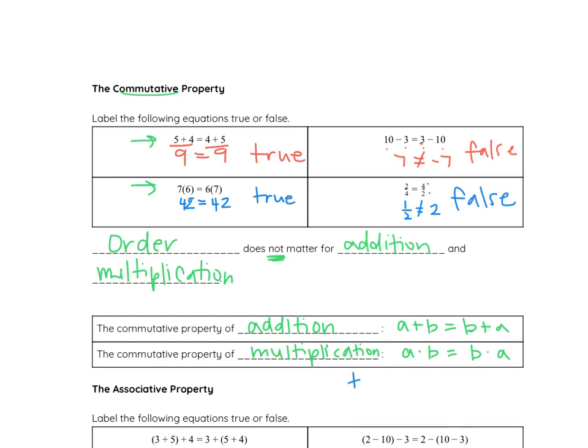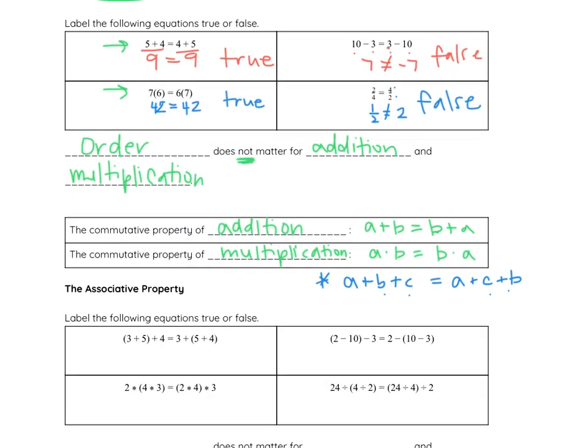And this is true too if you take more numbers. I just want to make a quick note here. A plus B plus C is the same as A plus C plus B. This would also be considered the commutative property because all I've done is change the order of one or two of those.